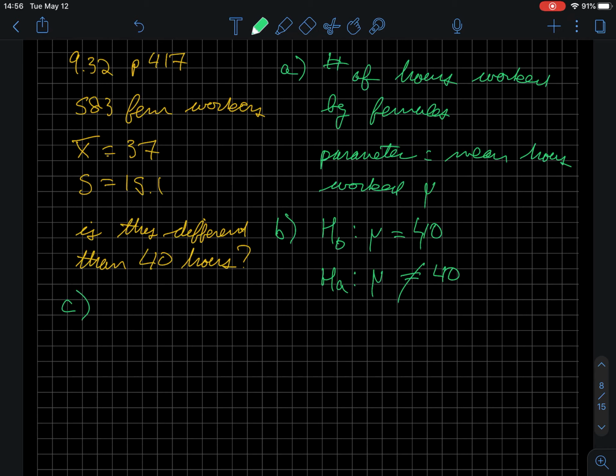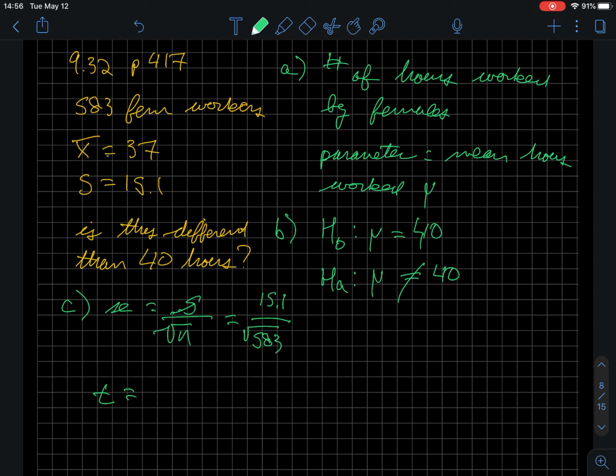Part C is reporting and interpreting the p-value for the test statistic significance. The first thing we have to figure out is the standard error, which is the standard deviation s divided by the square root of n. And then we plug that in. So this is going to be 15.1 divided by the square root of 583. And then we would plug this into our formula.